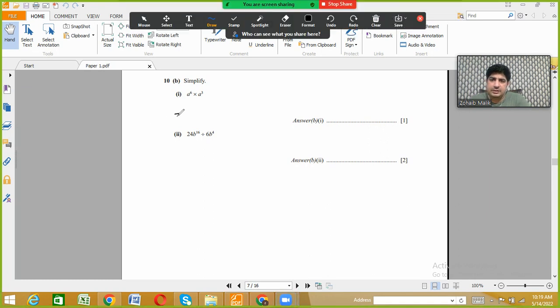We have to simplify these. A power 6 into a power 3 is, because the bases are same, we'll write the base once and we will add the power. 6 plus 3 is 9, so a power is 9. Now when they are dividing each other, 24 divided by 6 is 4, and when the bases are same and they are dividing each other, we write the base once, but we subtract their powers. So 16 minus 4, so this would be 4 into b power 12.